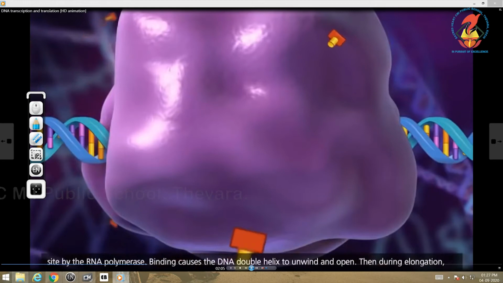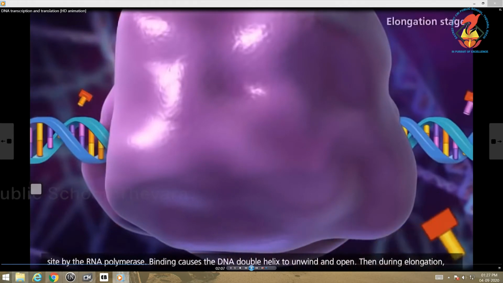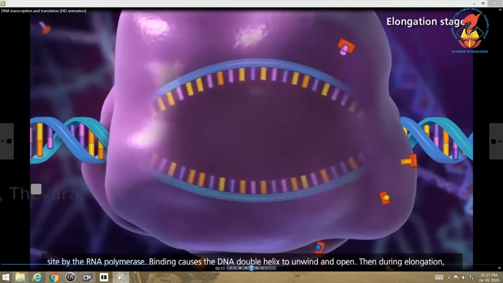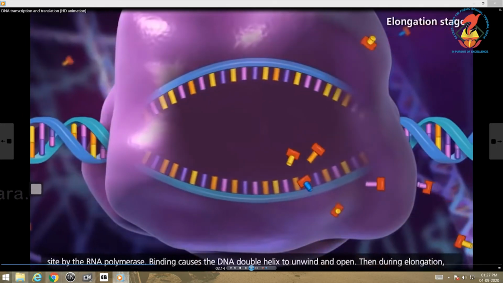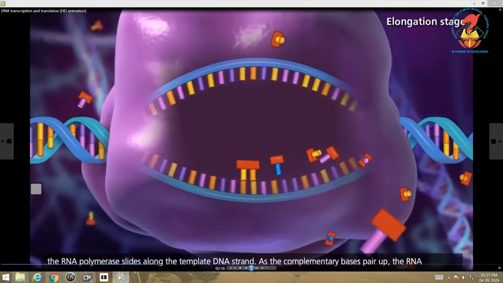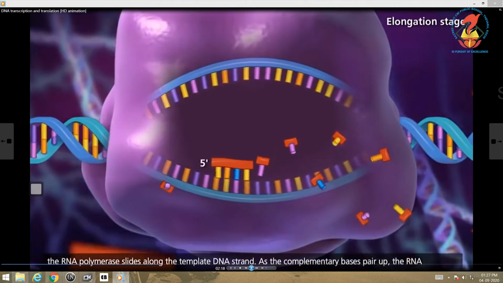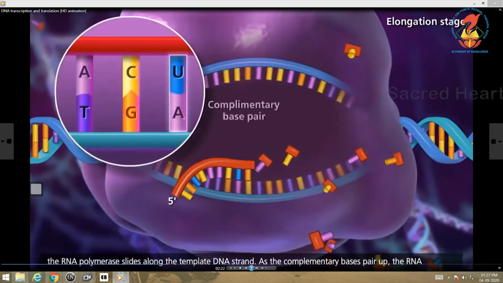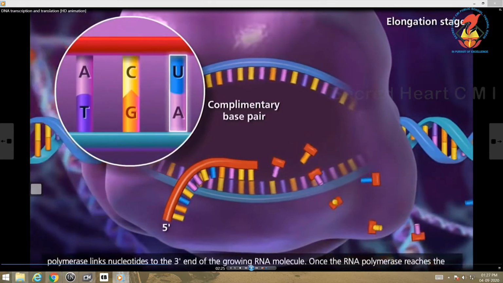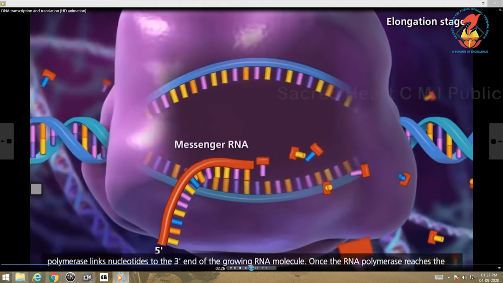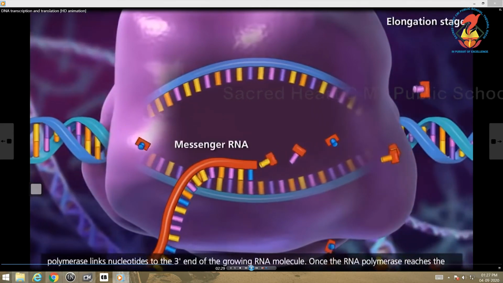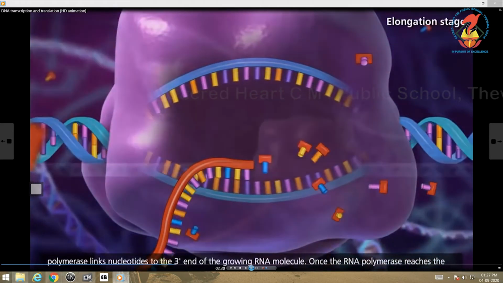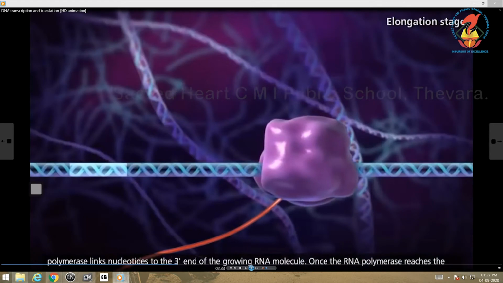Slowly you notice the nucleotides are going to come, appropriate nucleotides are going to come. Before that, unwinding takes place. The first step is unwinding. See, the two coils unwind, and look, the nucleotides are added, and look at the direction. It adds in the 5' to 3' direction, and look at the complementary base pairing. And a new strand is formed, and this new strand is called the messenger RNA.